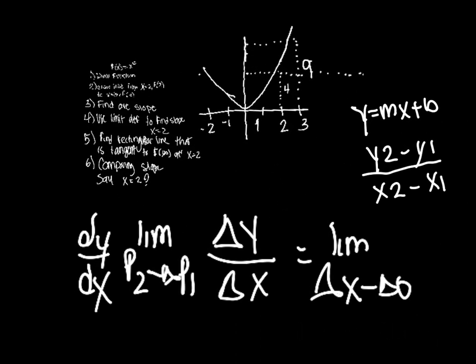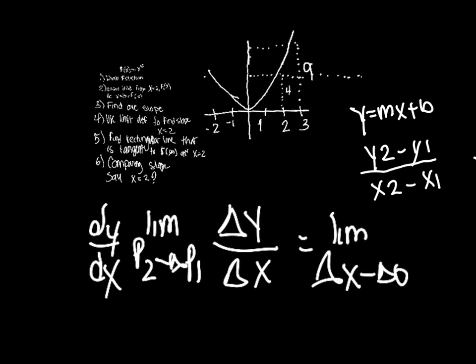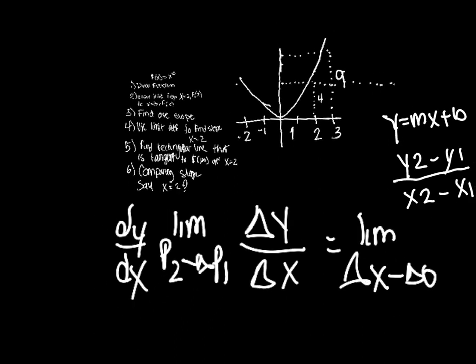So that's what we do to find the limit at x equals 2. So now it's asking us to compare the slope at x equal to 2.